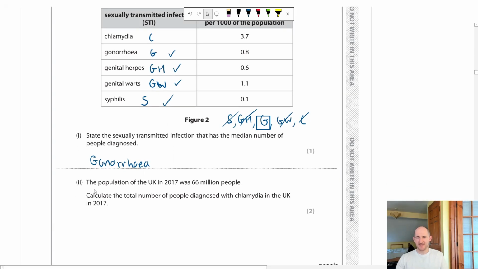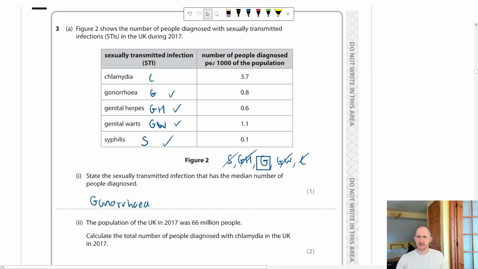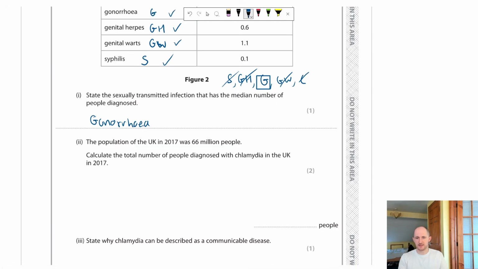Anyways, the population of the UK in 2017 was 66 million people. Calculate the total number of people diagnosed with chlamydia in 2017. Well, here it says, number of people diagnosed per 1,000 of the population. So, there are 3.7 every 1,000.